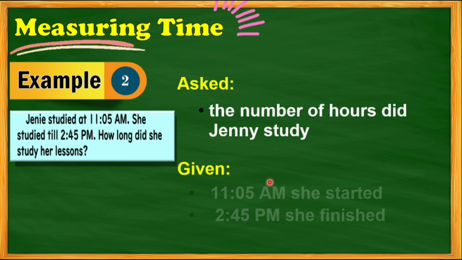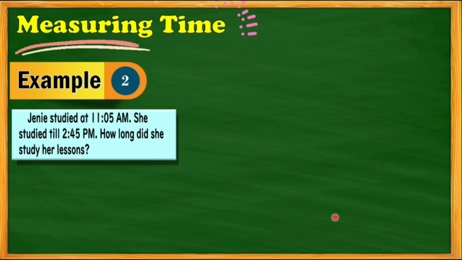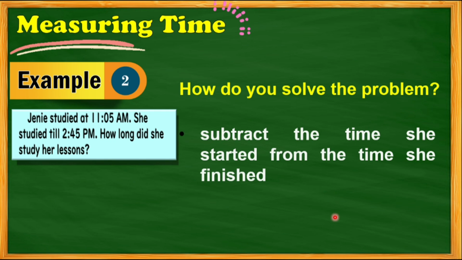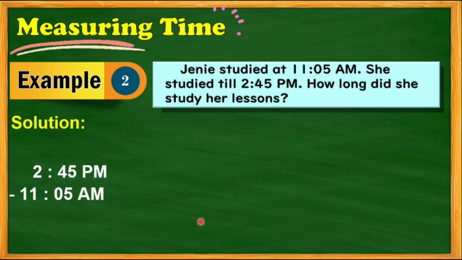And the givens are 11:05 a.m. she started and 2:45 p.m. she finished. Then, how do you solve for the problem? Subtract the time she started from the time she finished. Again, subtract the time she started from the time she finished. So let's solve. The solution is this would be 2:45 p.m. and 11:05 a.m.